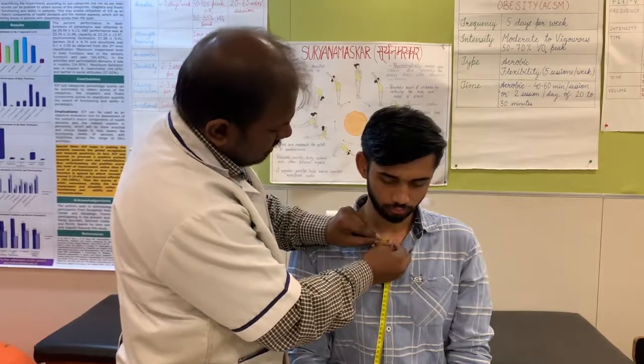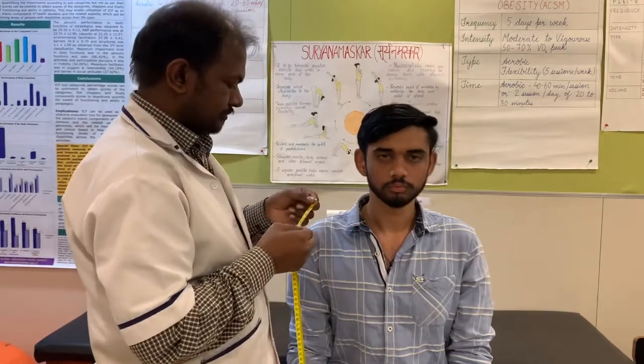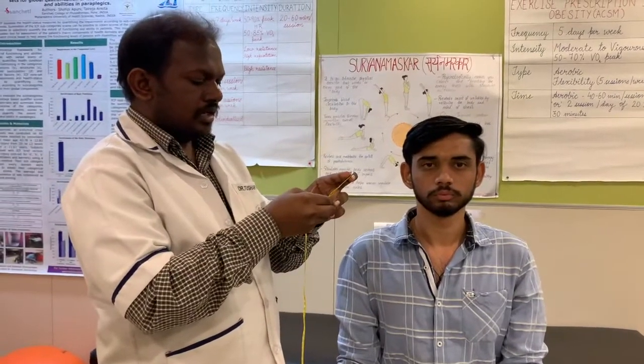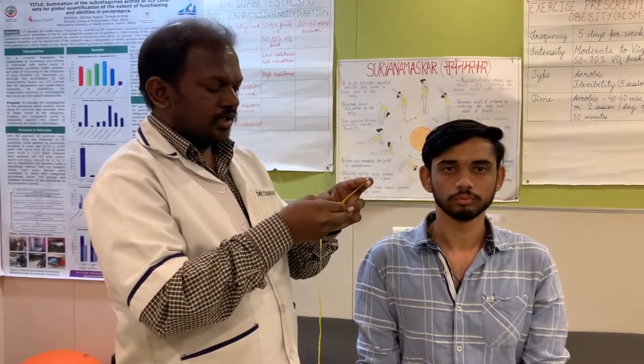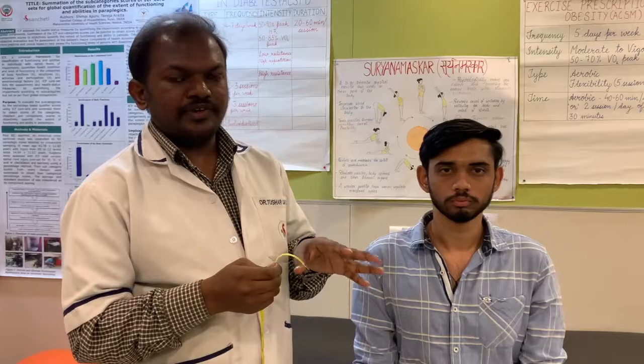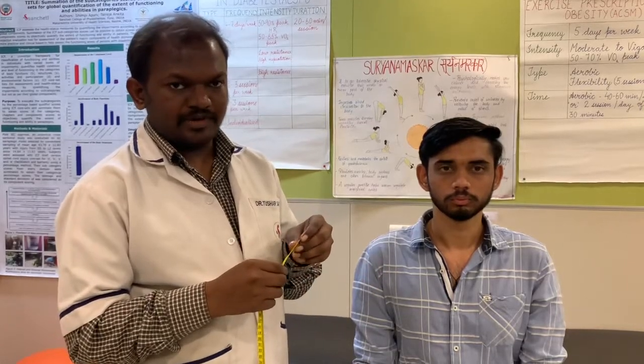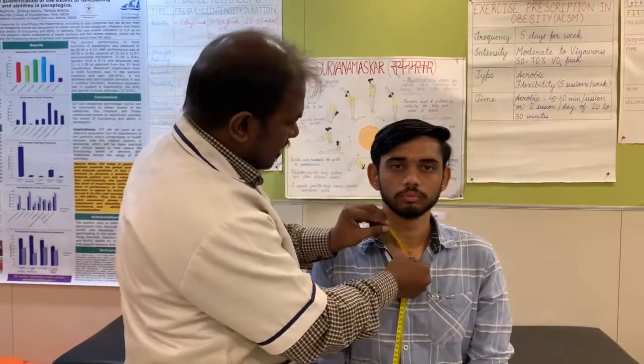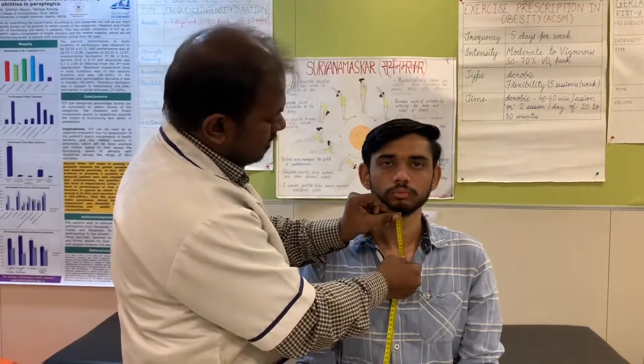Take it back. Initially it was at 13 and now it has come to 8, so the difference is 5 centimeters. Around 4 to 5 centimeters is normal for cervical flexion. Similarly, you can do it for extension. Take your neck back.